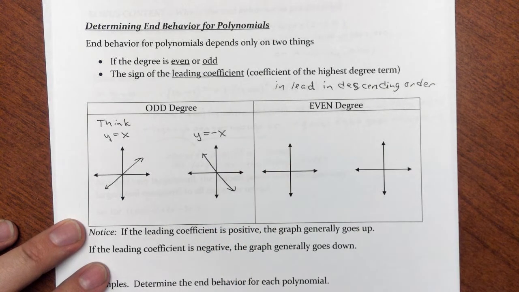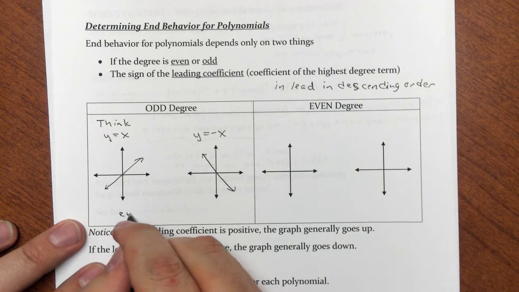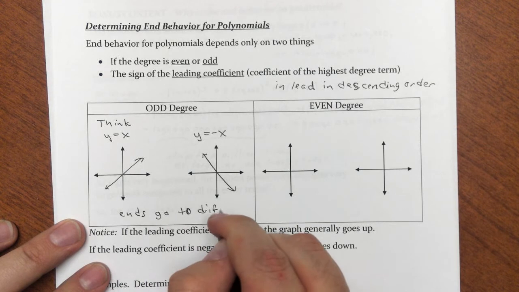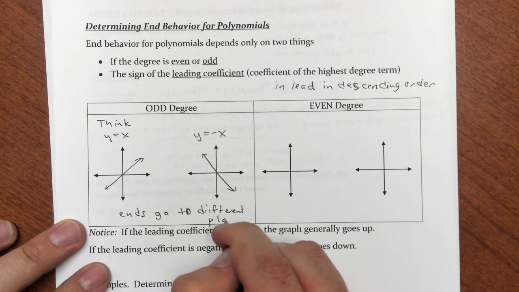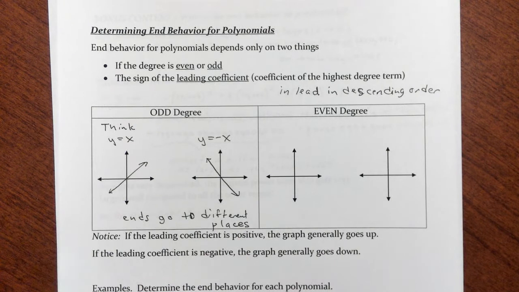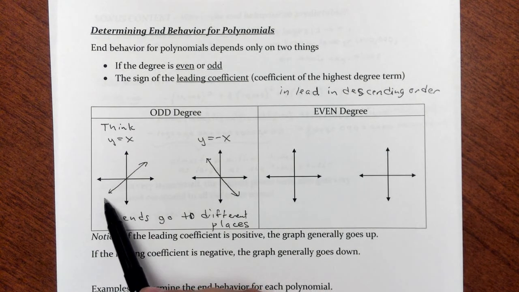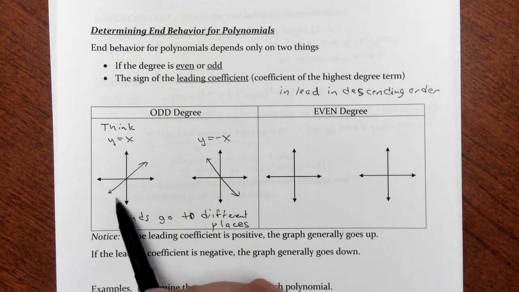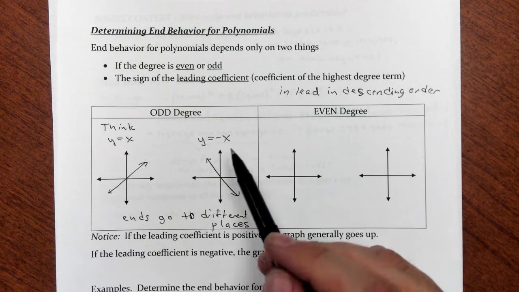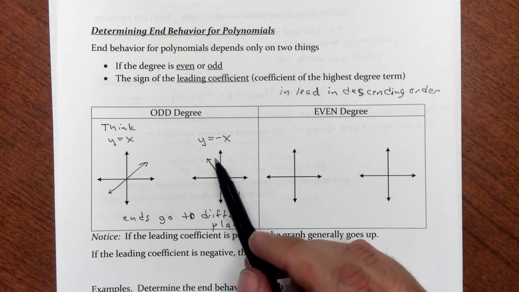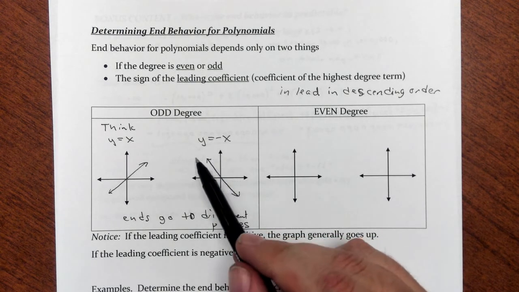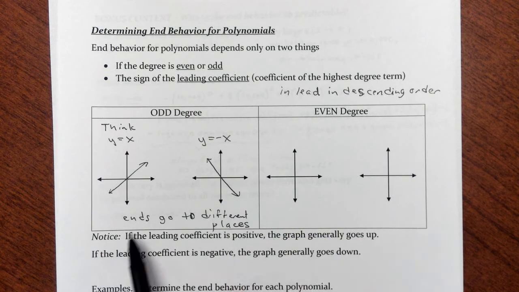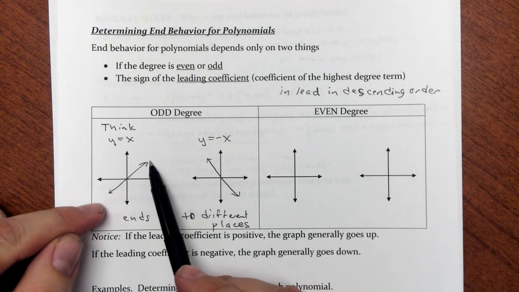The first thing I notice is the ends go to different places. What I can see, y equals x, as x approaches positive infinity, so does y. As x approaches negative infinity, y also approaches negative infinity. If I do y equals negative x, then as x approaches negative infinity, y approaches positive infinity. As x approaches positive infinity, y is approaching negative infinity. Either way, the ends go to different places. One end is up, one end is down.